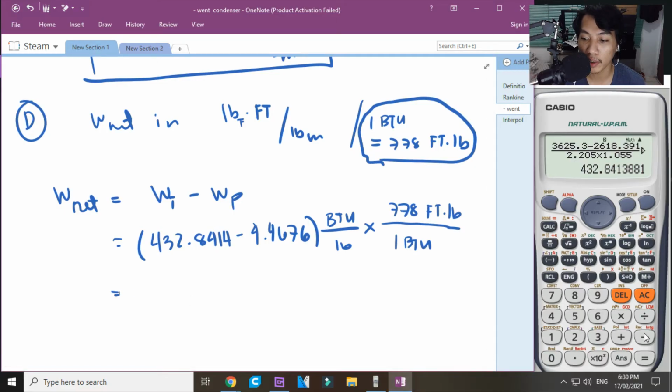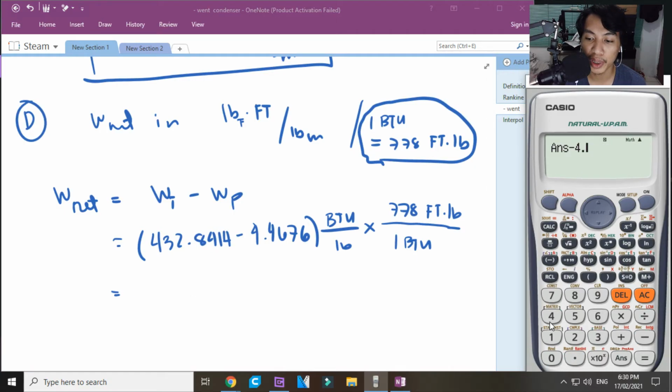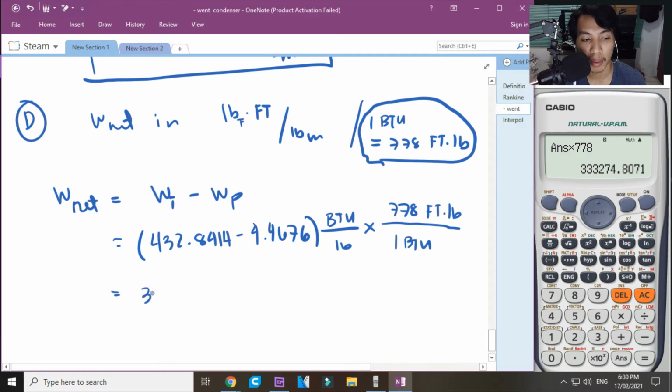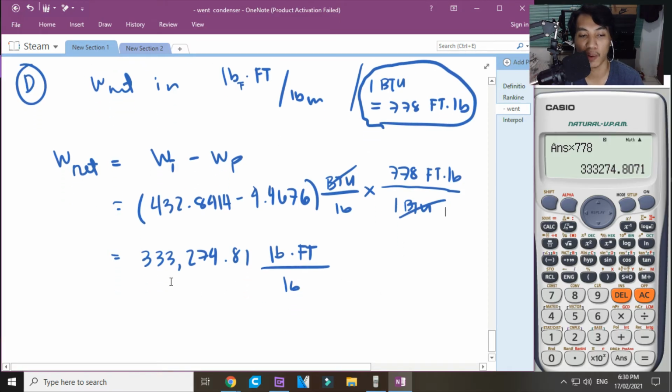So, 432.8414 minus 4.4676, and then i-multiply ko na ng 778. Lalaki ang value: 333,274.81 feet pound or pound feet per pound. Ano yan? Feet pound na yan. Di ba yan is a measure of torque? Foot pounds of torque, sinasabi nila.